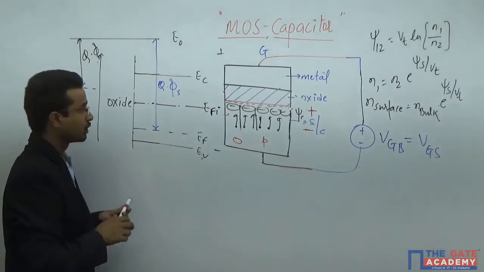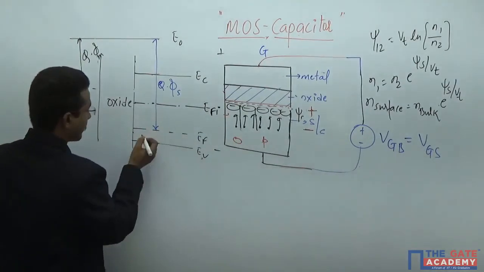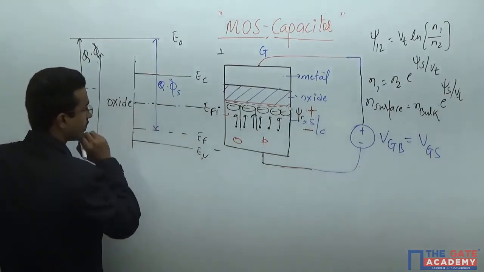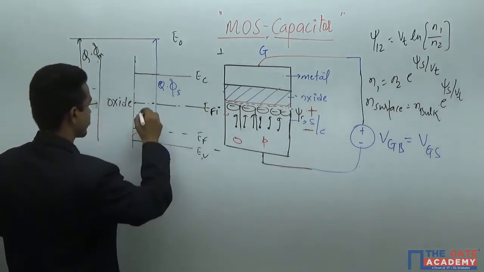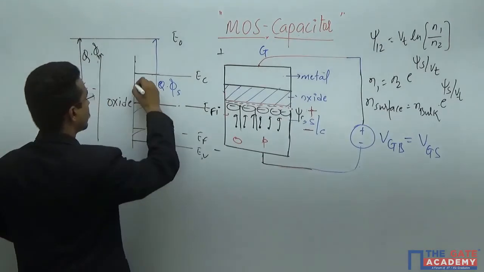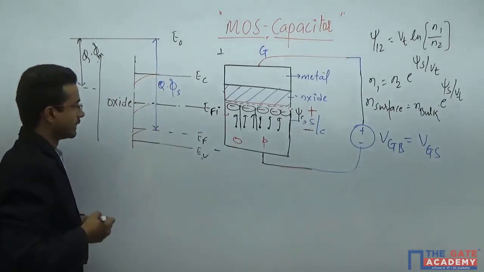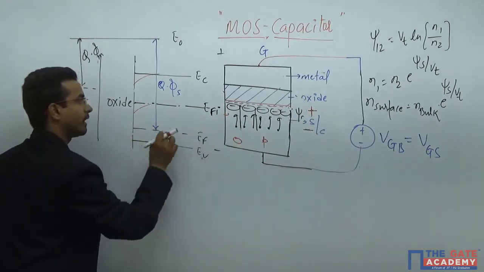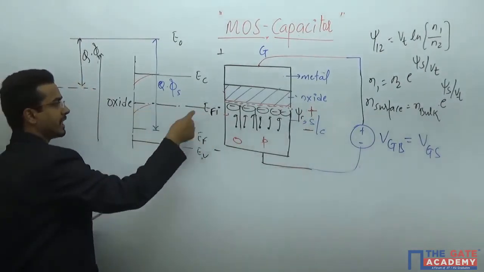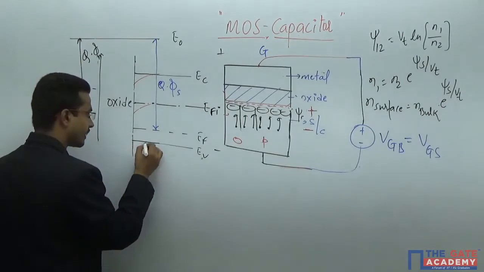Yes or no? So what will happen? This will happen, not this. The EF will not vary. Only the separation between the EFI and EF will keep on decreasing.